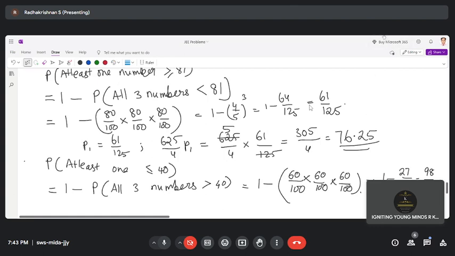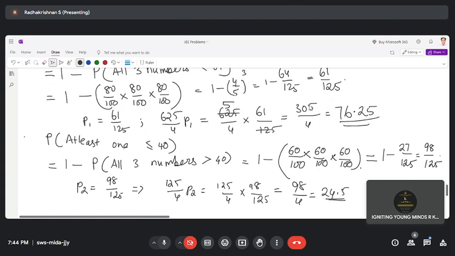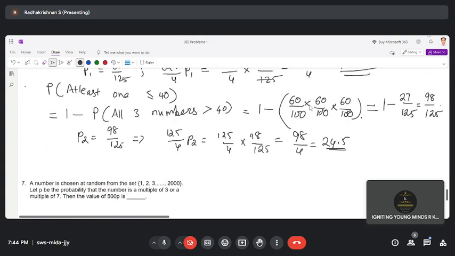This is your P2. But you got a different number, right? What did you miss? I put 9 instead of 27, sir. I squared it. Okay, cube. Be careful. So your P2 is equal to 98 by 125. So what is required? 125 by 4 times P2, which is 98 by 4, is 24.5. Okay. So do you all agree? Any questions? Yes, sir.